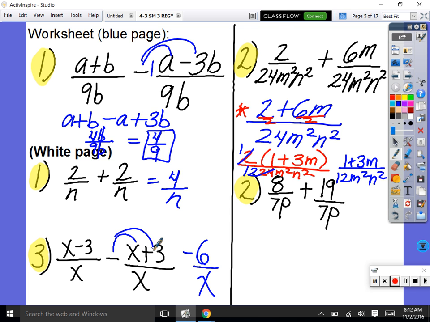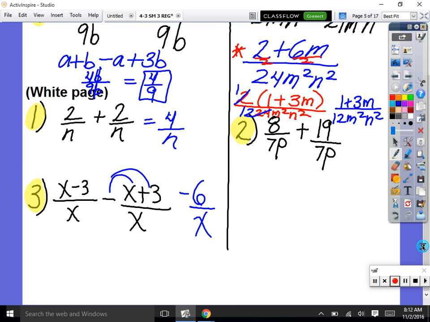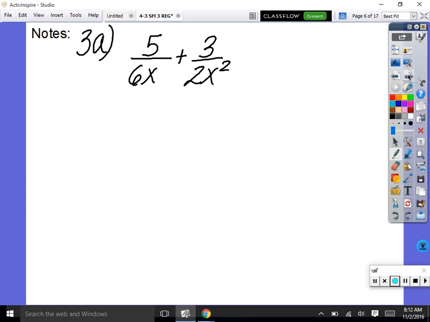Okay, and then this one, what did we get? 27 over 7p. Then you say, does it simplify? Do 27 and 7 divide? Nope, so there's our answer. Do we have questions on this? Those were the basics, guys. Okay, let's start somewhere we have to go back to your notes where we have to get some common denominators.